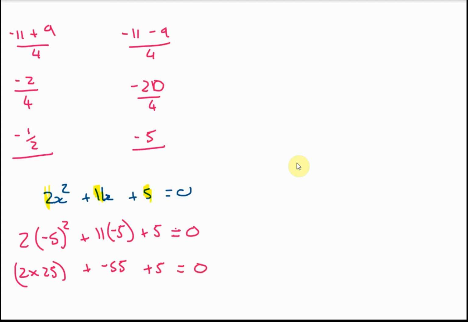This would give me 50. If I add negative 55, I'm taking away 55, and then plus 5, that will give me 0. 50 plus 5 is 55. Take 55 away, 0. I can do the same for the half.